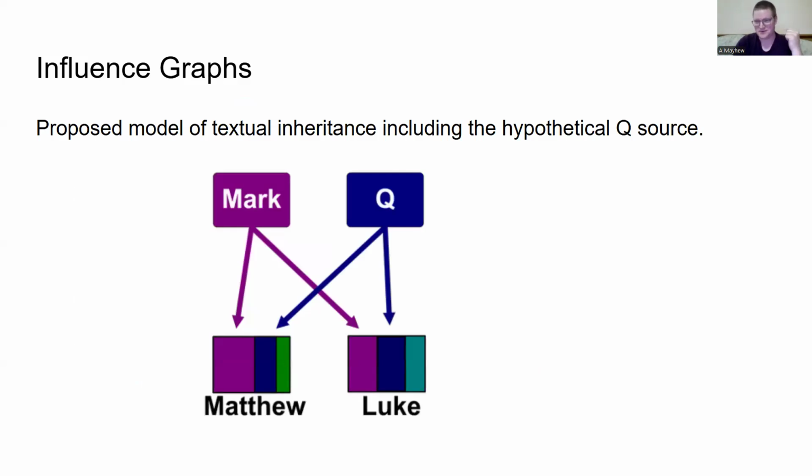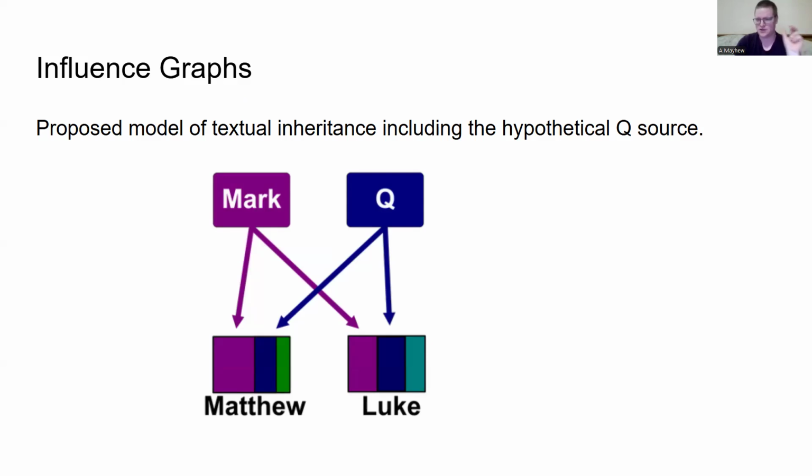And you can have nodes and edges in a lot of interesting ways. So this is a proposed model of textual inheritance, including the hypothetical Q source in the Bible. If you look at the first 3 books of the Bible, they're called the Synoptic Gospels. John's weird and does its own thing. You can notice that a lot of the material in Matthew and in Luke comes from Mark.